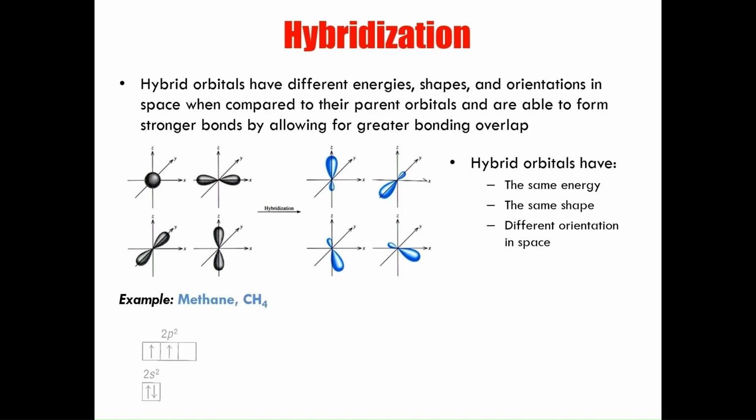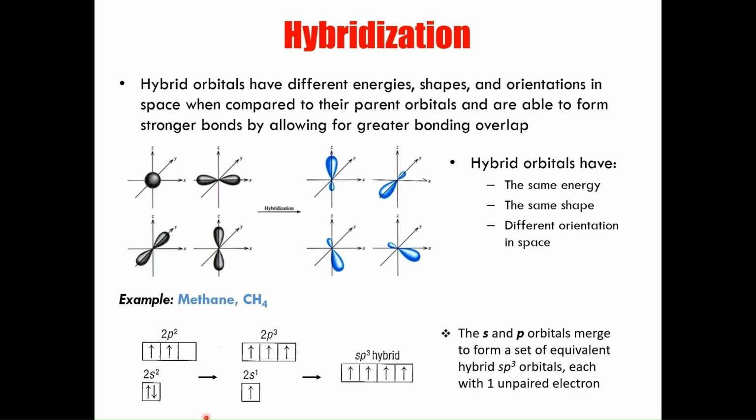Let's revisit our methane example. Shown here are the ground state electrons in the central carbon atom of methane in the ground state orbitals. Now, during hybridization, 1 electron in the 2s orbital will jump into this empty p orbital, and that will create 4 half-filled orbitals, 3 p orbitals and 1 s orbital. These 4 orbitals will then merge together or hybridize to create 4 equivalent hybrid orbitals we call sp3.